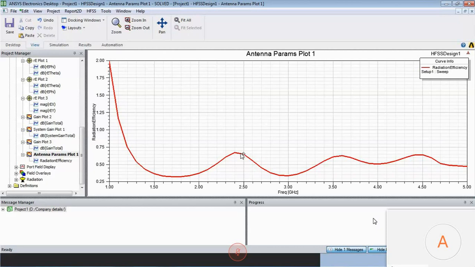Here we have 0.6725. If you multiply it by 100 percent, you get 67.25 percent efficiency. Antenna efficiency is 67.25%. So this is the antenna efficiency graph, the radiation efficiency graph.